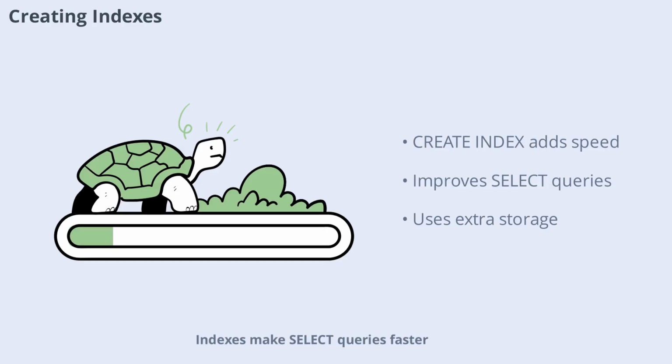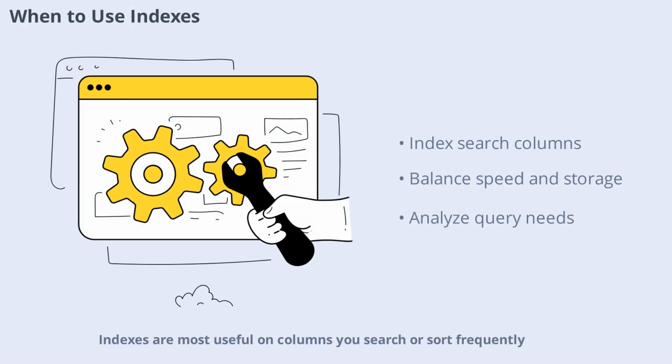Indexes make select queries faster, but they do use extra storage and can slow down updates. Use them wisely for columns you search often. Indexes are most useful on columns you search or sort frequently, like IDs or emails. However, too many indexes can slow down inserts and updates. It's important to balance performance and maintenance. Analyze your queries and add indexes where they'll have the biggest impact.